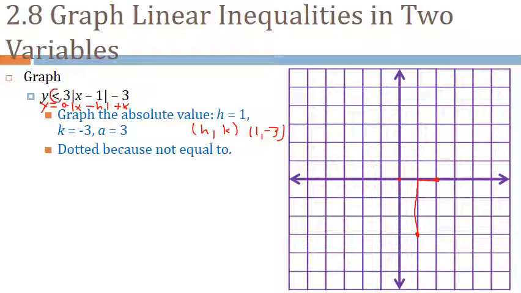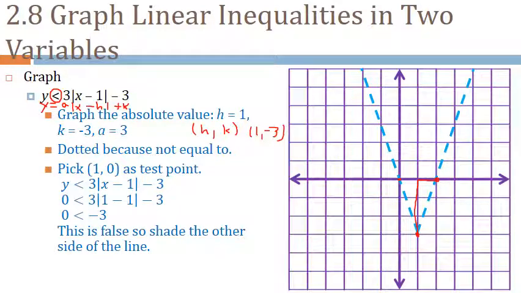Our inequality is just less than, so our line is dotted. Need to pick a test point. 0, 0 is not an option because the line goes through it. So why don't we pick 1, 0? If we test that and plug it in, the 1 is x and the y is 0. We end up with 0 is less than negative 3. That's false. So we'll shade the other side of the line.